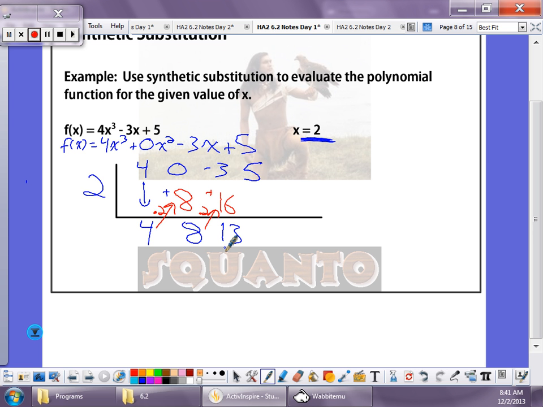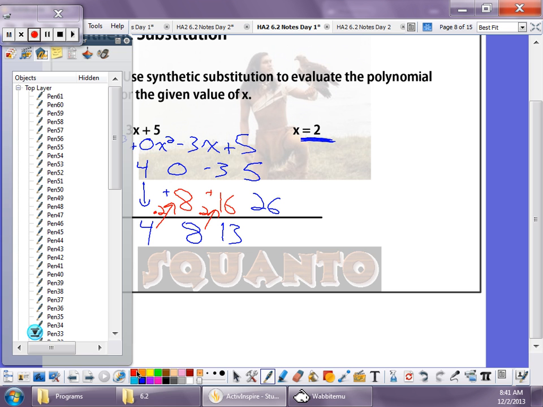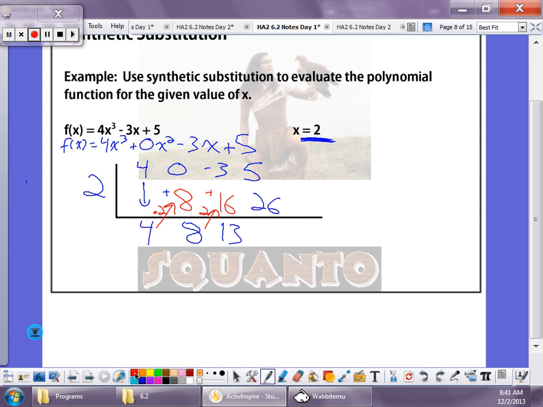And then we have one more. We have to do it one more time. We have one more value up here. So 13 times 2 is 26. Whoa. 26. So I just did that by multiplying by my 2 from out here. And then you just add 26 plus 5, and you get 31. So we end up with the same answer as we did doing direct substitution.